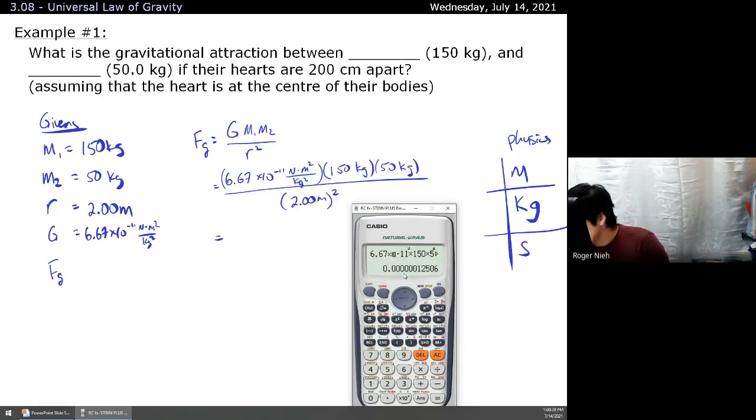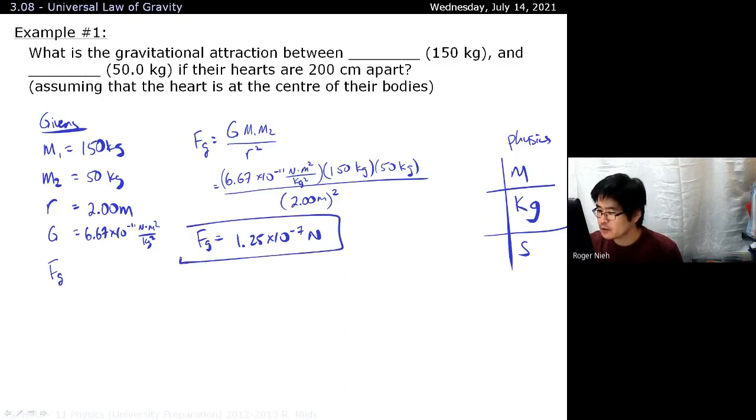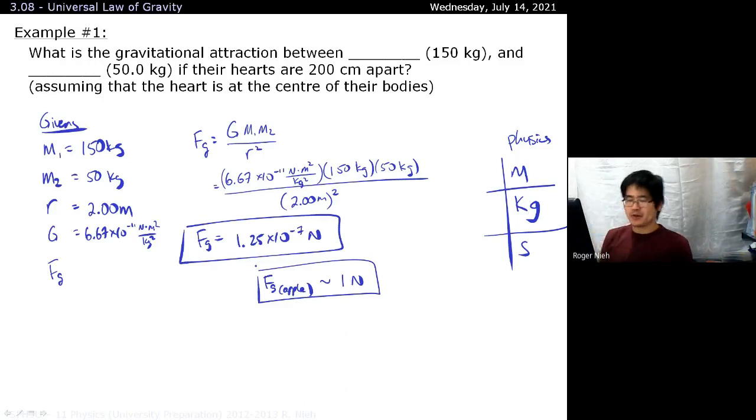And there it is. What is it? 1.25 times 10 to the negative 7 newtons. It's a very weak force. Just remember that Fg of an apple is approximately equal to 1 newton, so you can imagine how small that number is. It's like taking an apple, splitting it up 10 million ways, and putting that 10 millionth of an apple on your finger. That is the attraction between you and a football player. All right, almost negligible.